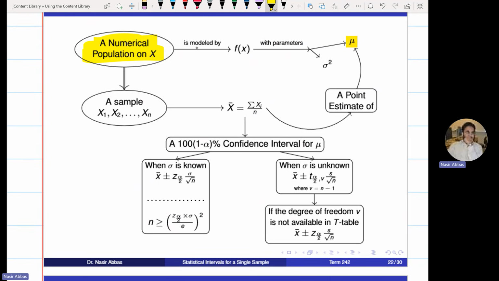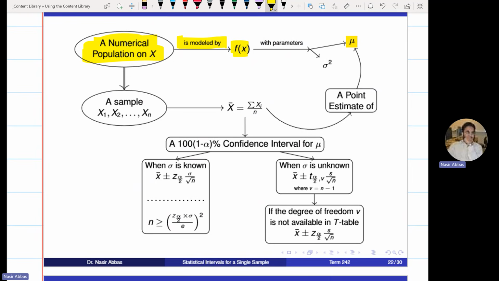This population is modeled by a density function or a mass function, depending upon if x is continuous or discrete. This mass function or density function has some unknown parameters, for example, unknown mean, unknown variance, and sometimes we are interested in estimating those parameters. So for this chapter, the interest is in the unknown parameter mu. So this is actually the story.